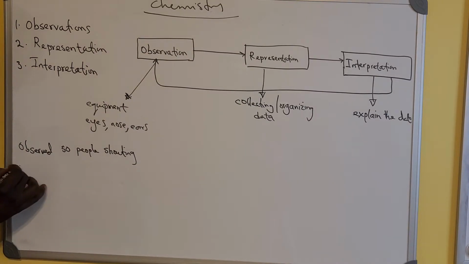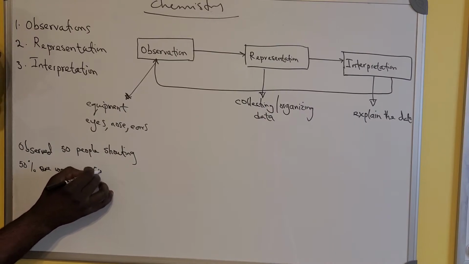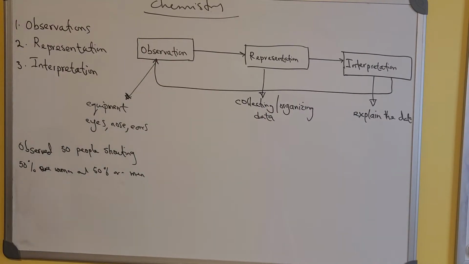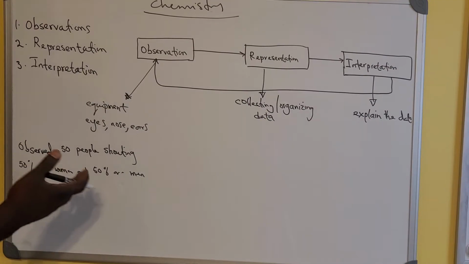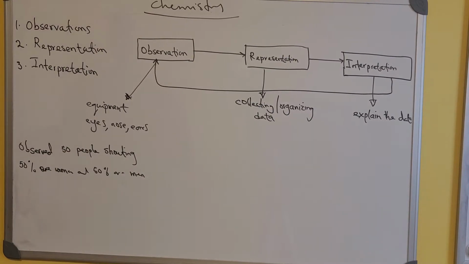Then representation. You said 50% are women and 50% are men. That's you collecting data. Okay? And then in your interpretation, you explain the data. Now you're saying, okay, these 50% women were quiet looking, and these 50% men were actually the ones shouting. So now you're interpreting the data that you got.